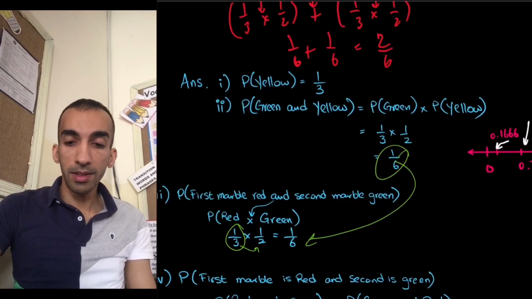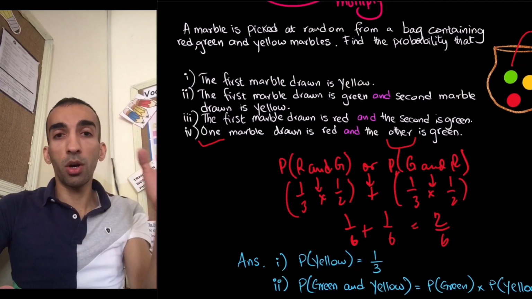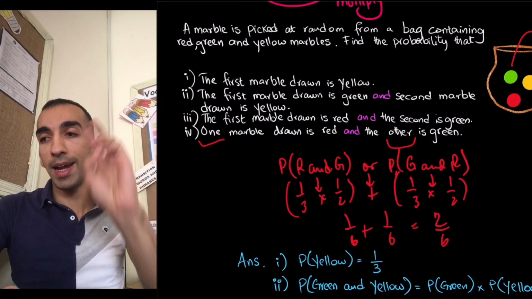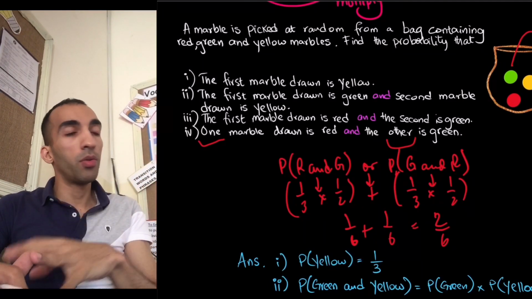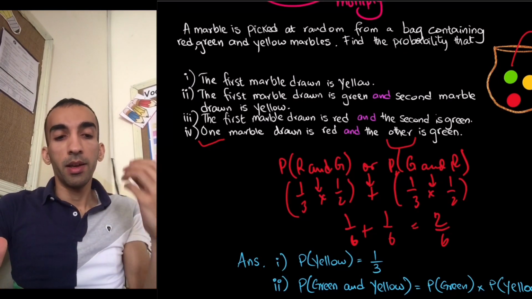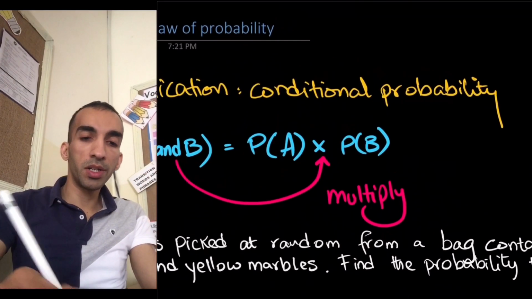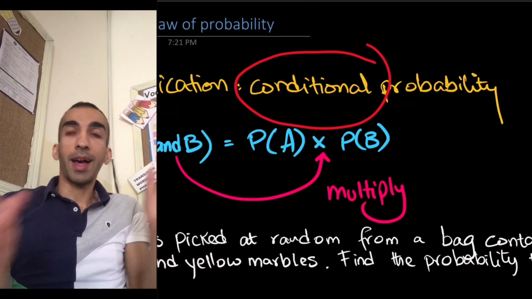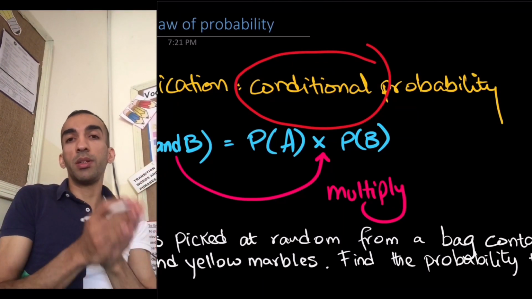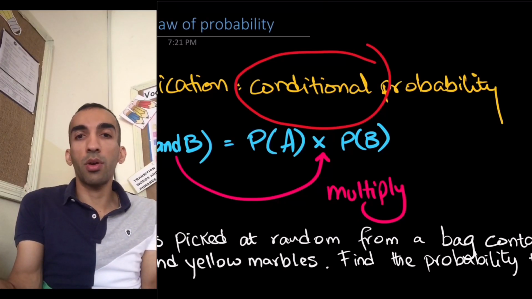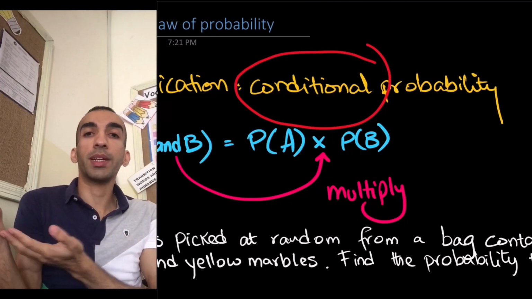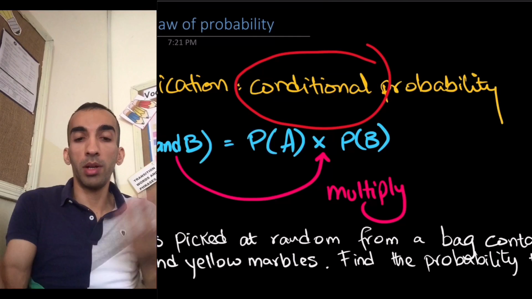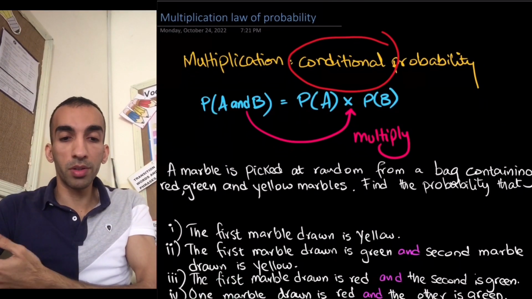I hope it made sense. We discussed the idea of and, wherever you see and, you're going to use multiply. Wherever you see or, you're going to use add. And this is why it's called conditional probability, because once you select a certain item, it has an effect. Once the condition has been fulfilled, it has an effect on the probability of selecting the second item or the second marble. So it has an effect on the second draw.